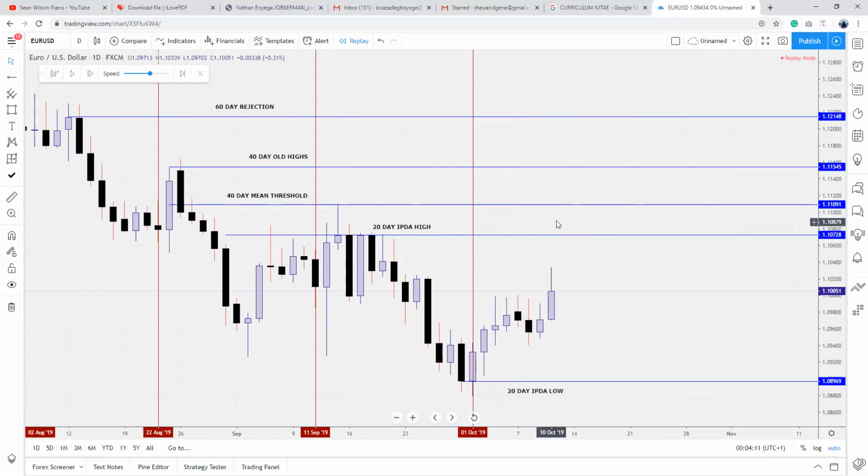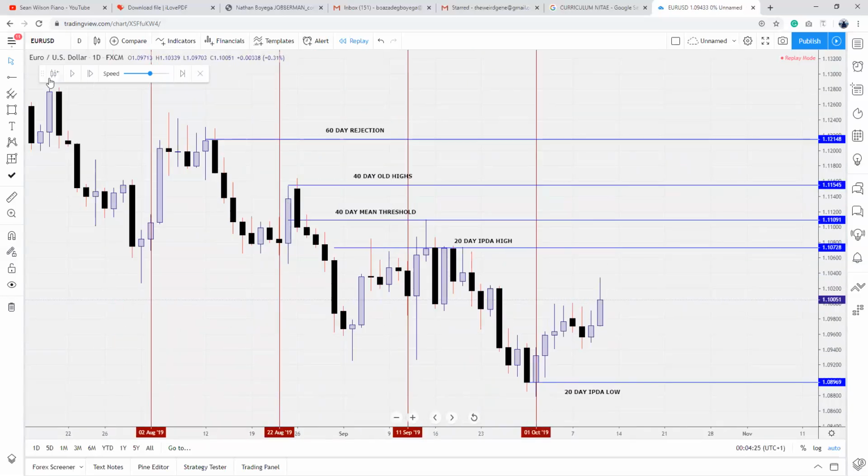But if we see price quickly just spike this level and quickly pull away, then we know that was a stop run to get this level. Then price could start to seek this 20-day IPDA low. So this is the way I want you guys to look at price. Okay, so now let's do the replay. Let's see where price reached for.